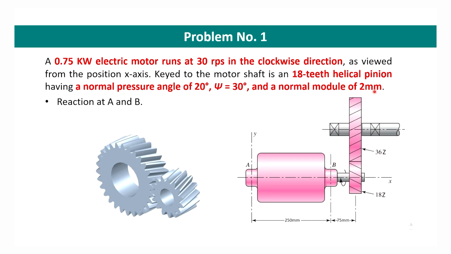Now, we have to find reaction at bearings A and B of the pinion shaft, and thrust should be taken out by the bearing at A. We know that in the case of helical gear, an axial force also acts at the point of contact or the pitch point, and so an axial component of the force will also be there at this point. So this A should take care of that axial force. So here the bearing will be radial plus thrust.